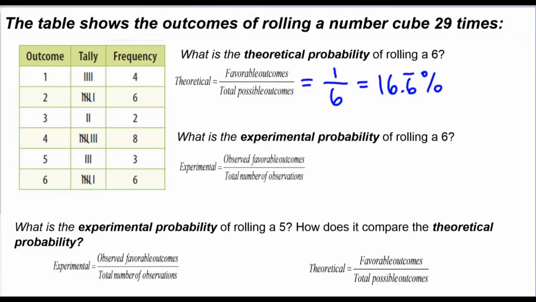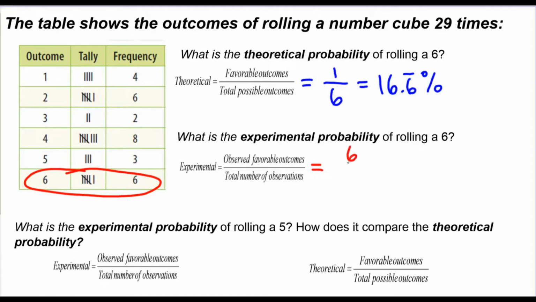Now let's compare that to the experimental probability of rolling a 6. This is what actually happened in our experiment. So now we have to look at the table and see what we actually observed happen. If we look here, we see that a 6 occurred 6 times. So that was the observed favorable outcomes.